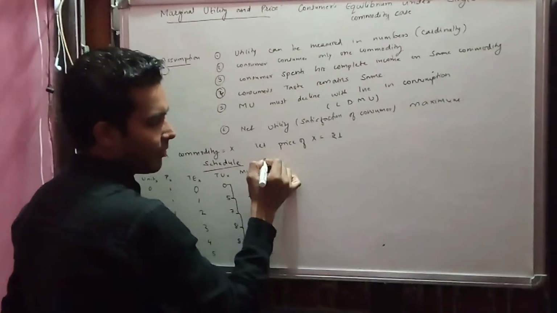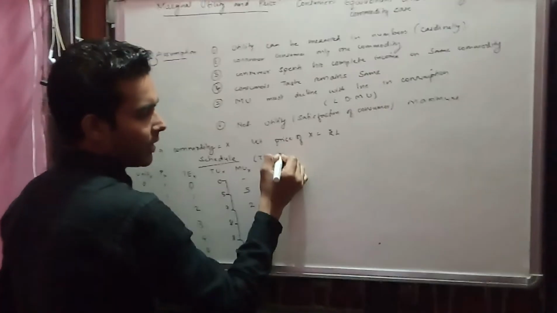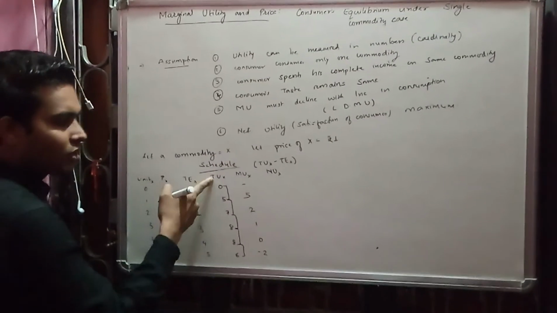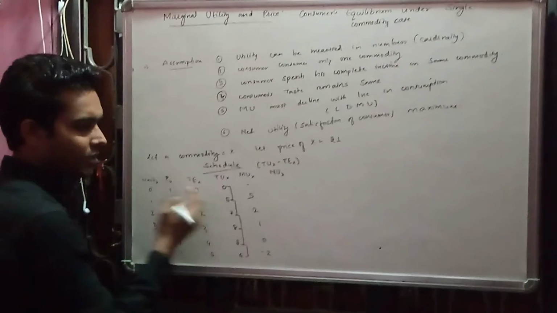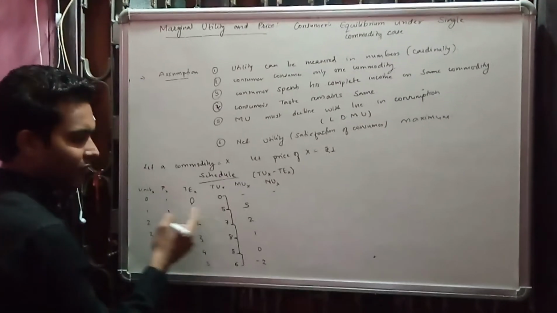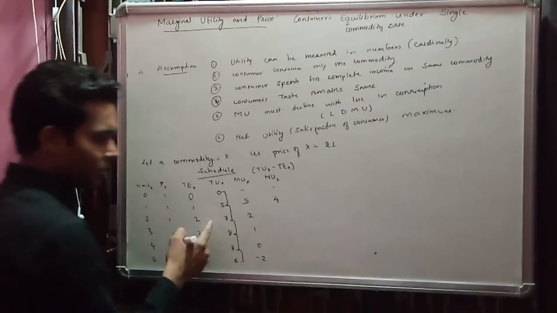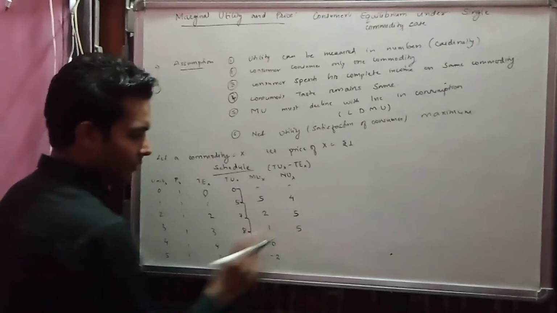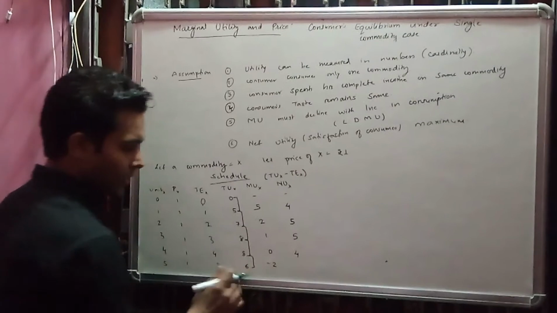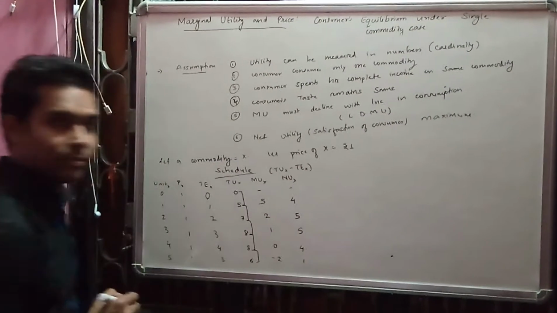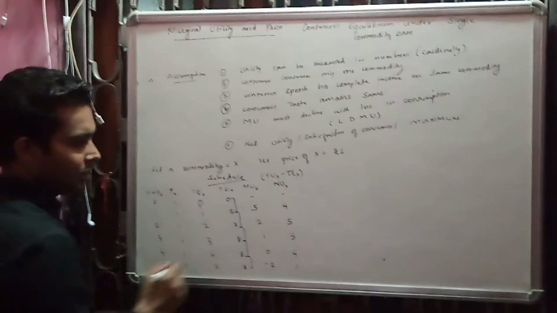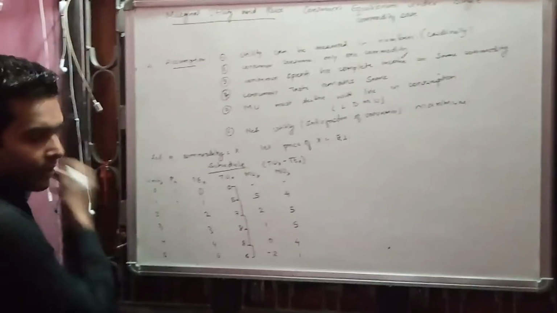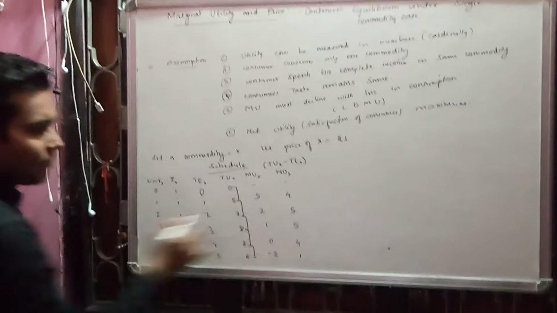Then net utility. The formula can be derived as total utility minus total expenditure. This is total utility, this is total expenditure. 0 minus 0. 5 minus 1, 4. 7 minus 2, 5. 8 minus 3, 5. 8 minus 4, 4. 6 minus 5, 1. Now there are three situations. Just take it. That is, greater than or equal to marginal utilities.